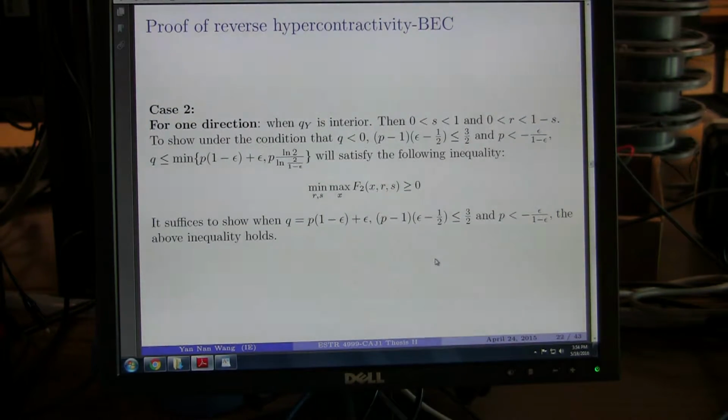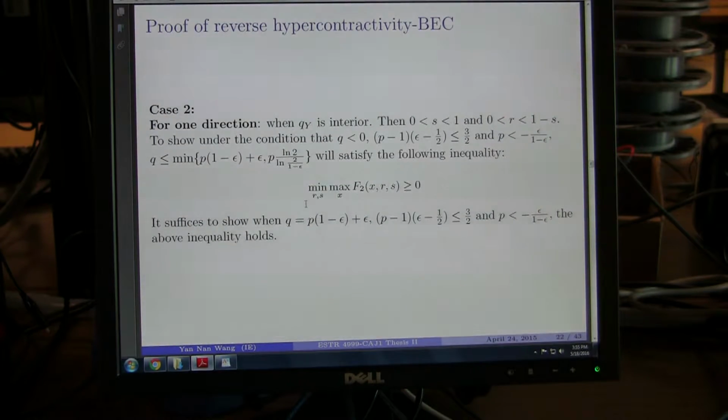First we will consider a case when Q_y is interior. Then (r, s) will fall into this range. So to show under these conditions the following inequality, the minimax value of f2(x, r, s) is non-negative, it suffices to show when Q is equal to this and with these conditions, the inequality holds.